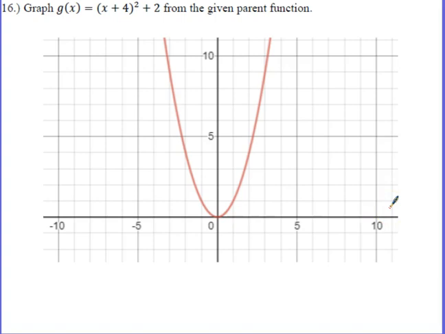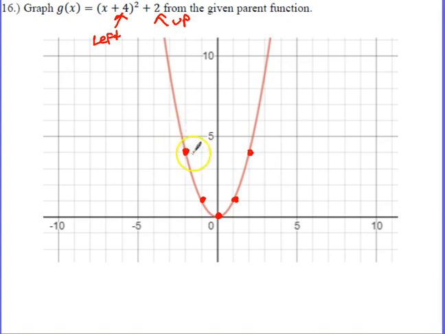Okay, next question. It says graph this from the given parent function. So we have x squared here, which is our parabola. So now we've got to figure out what's happening. Well, this plus 4 inside tells us that it's going to move left 4 units, and this here tells us that it's going to move up 2 units. So all you have to do is pick a couple points. So we'll pick our friendly (0, 0), (1, 1), and (2, 4). Those are kind of our common points.